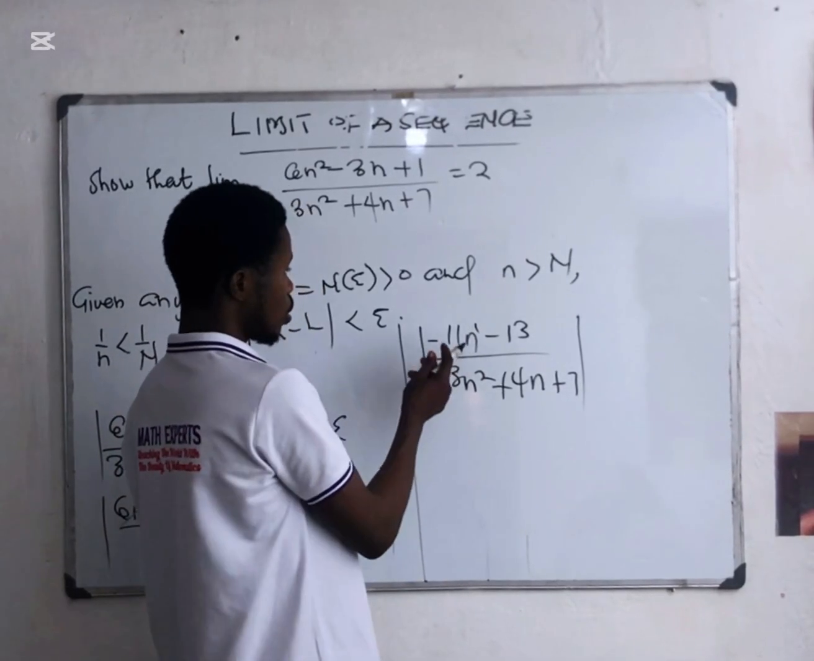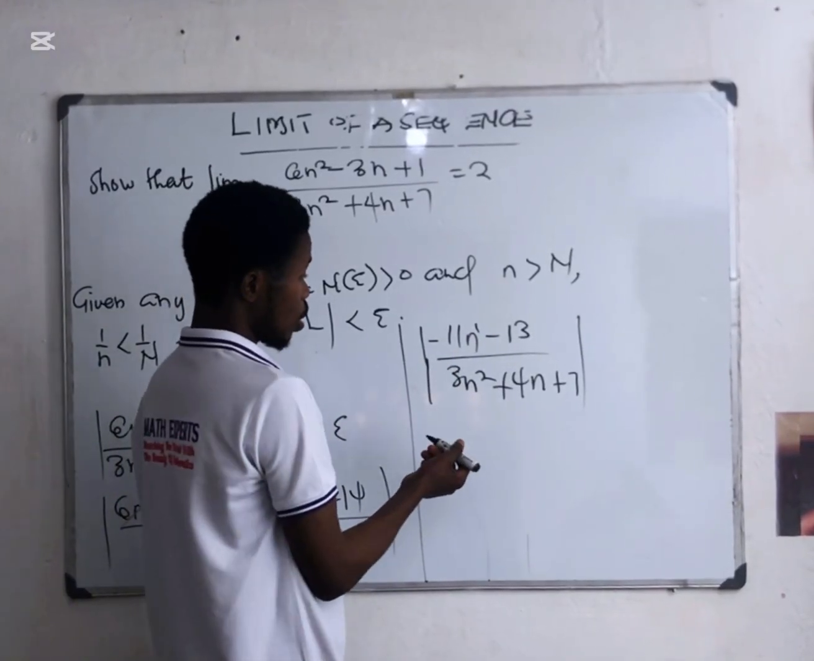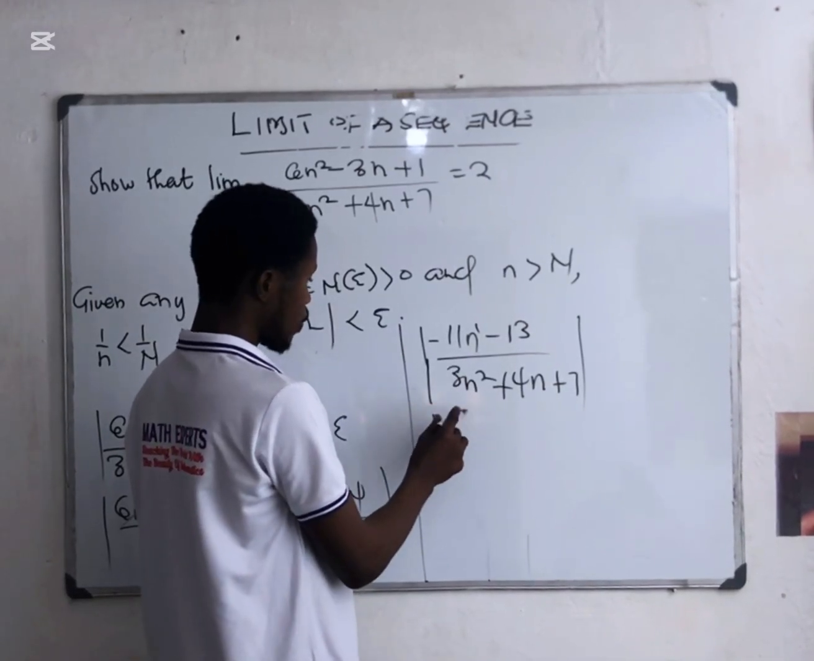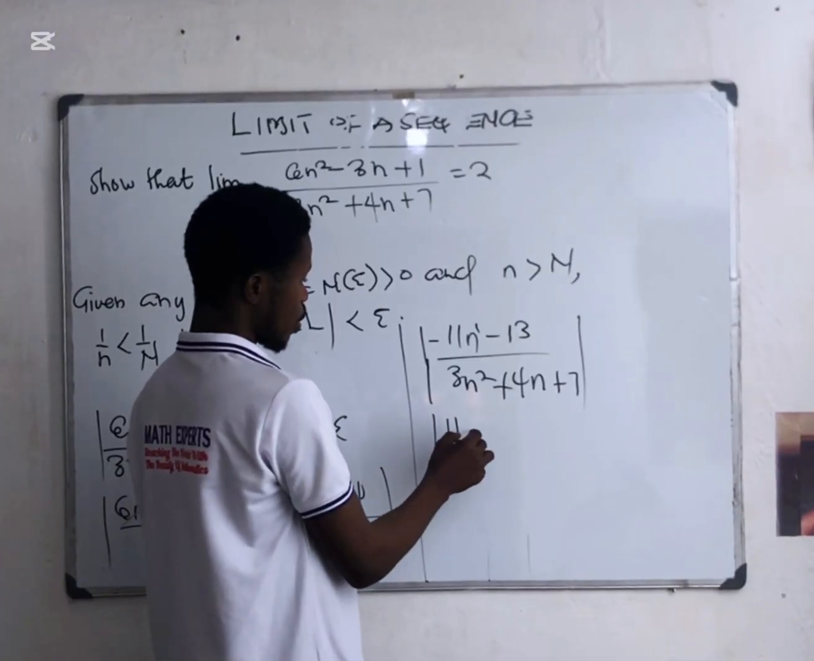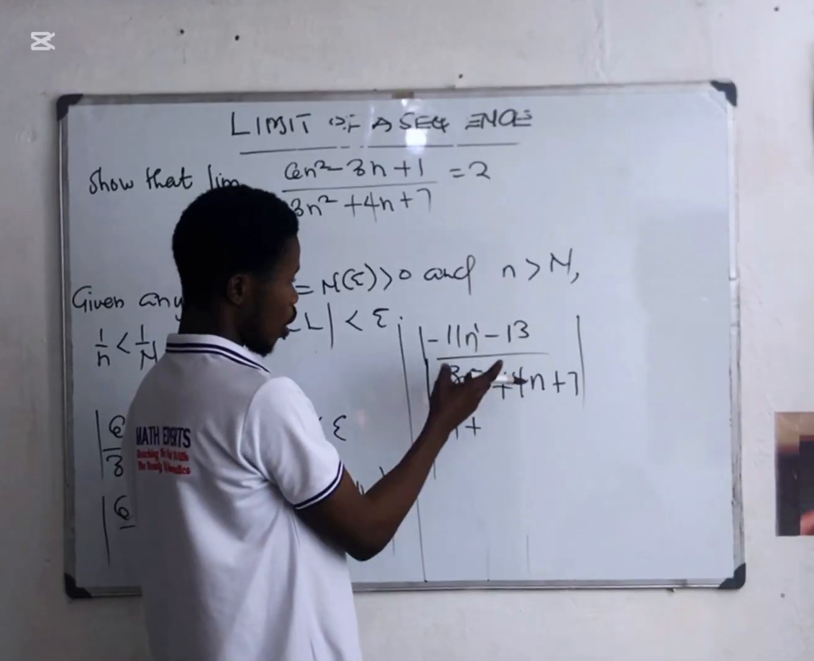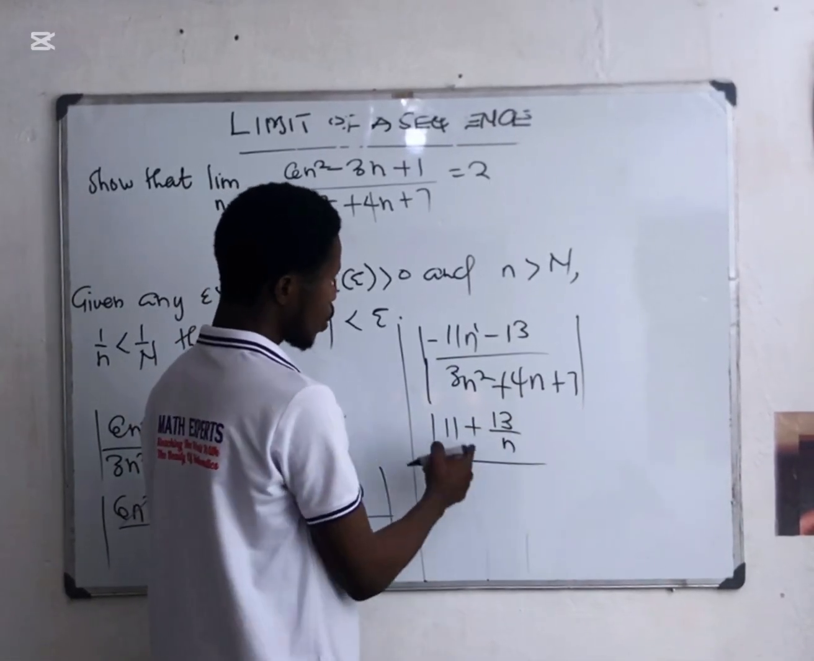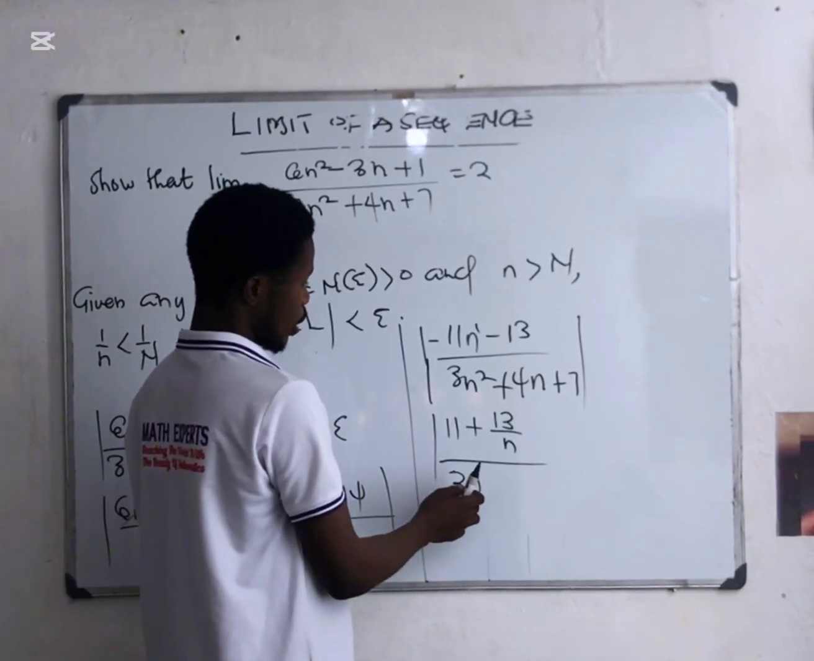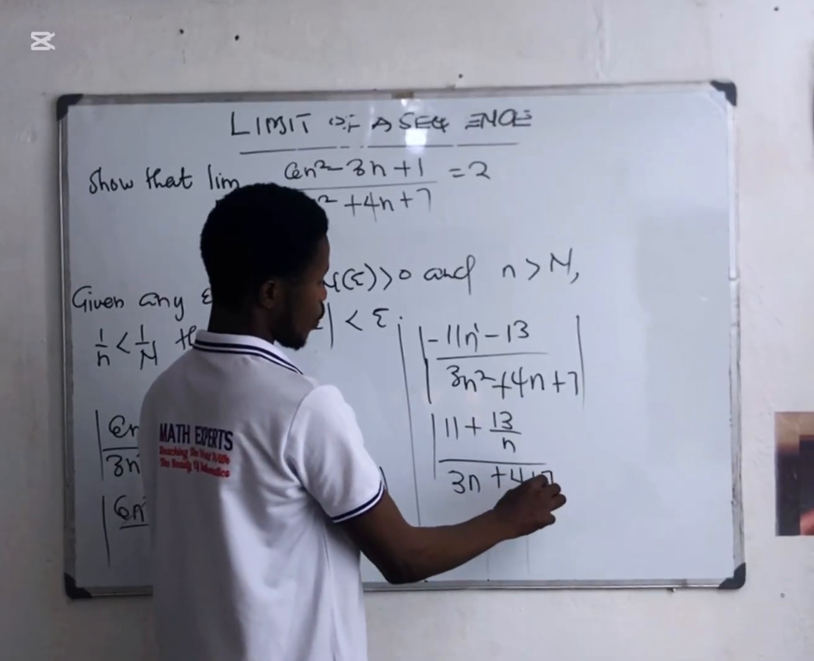If I factorize the negative out, you remember it's absolute, so it will take care of it. If I divide through by n, I'm going to have negative 11. But because we are in absolute, you can write it positive. Here too, the same because of the absolute. If you take it one after the other, factor the negative, and that's how positive over n. If I do this one I'm going to have 3n, and this one will give me 4 plus 7 over n.